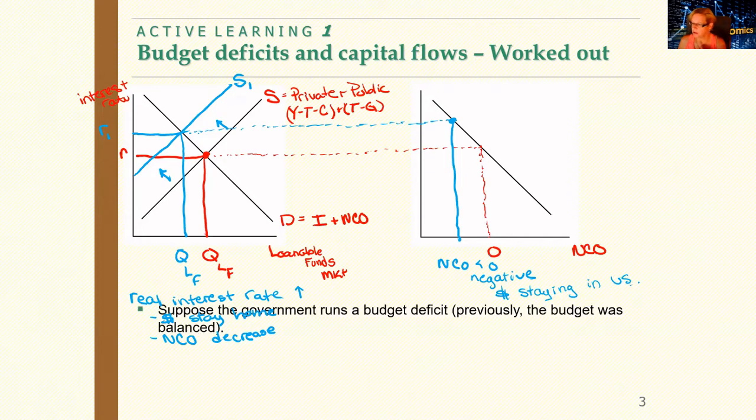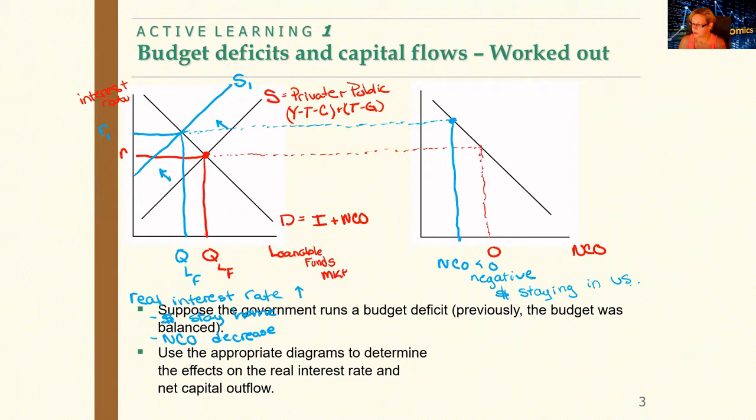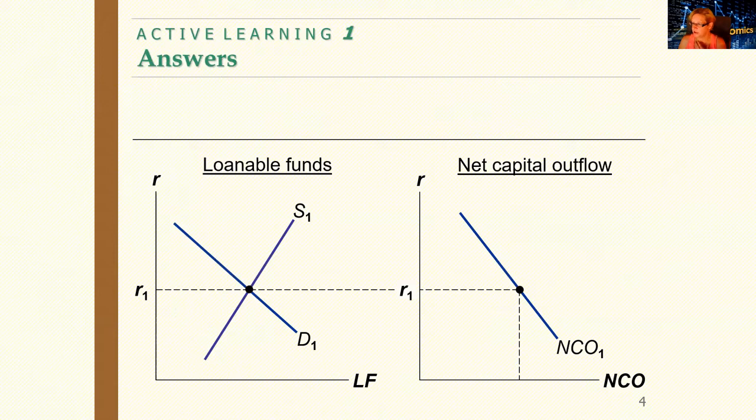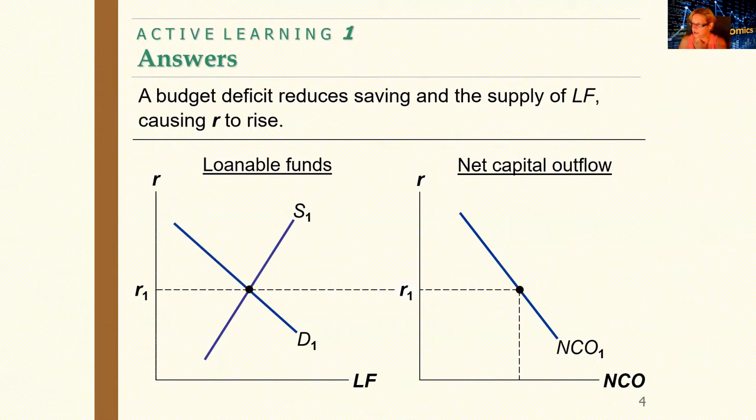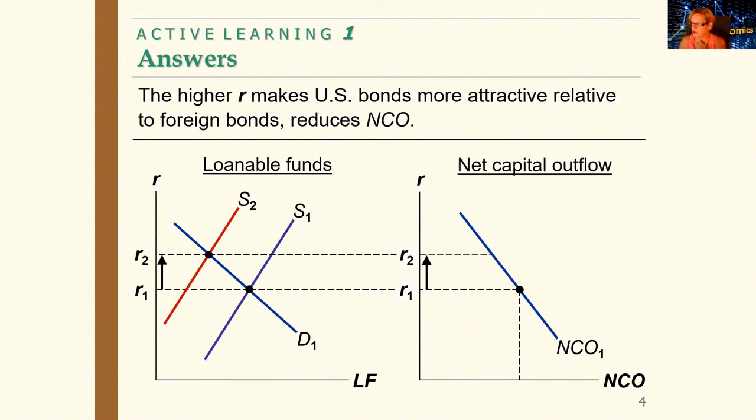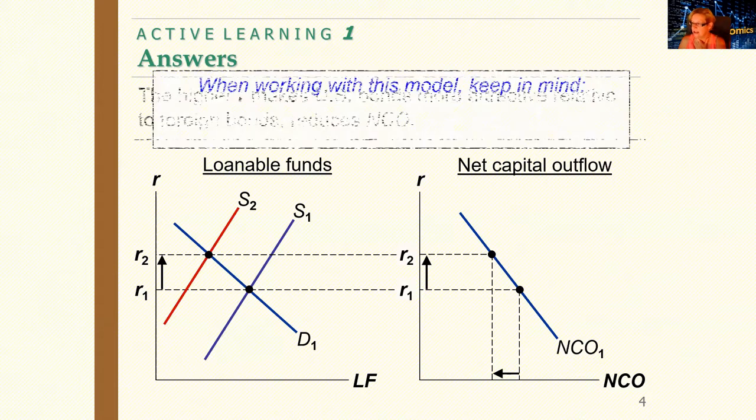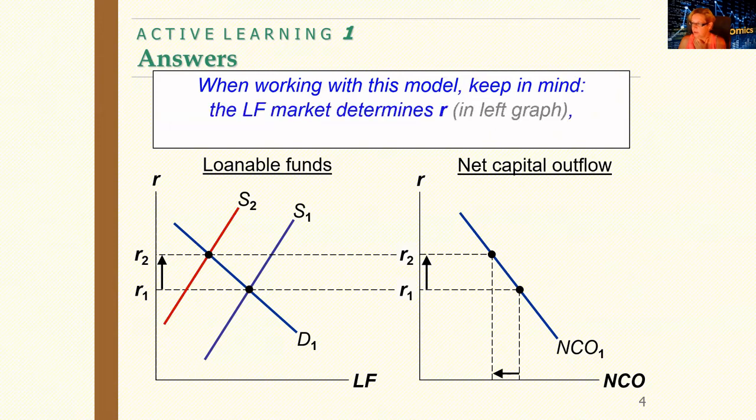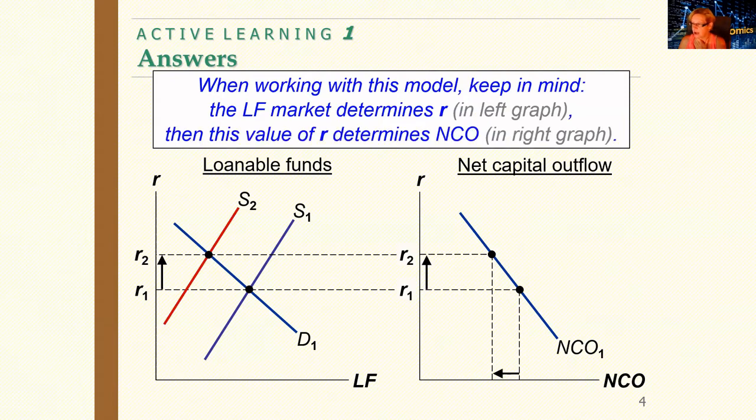Use the appropriate diagrams, real interest rate, and net capital outflow. So we've done that. Here's our answer. Again, a deficit reduces savings, the supply of loanable funds, causing the interest rate to rise, exactly what I just did a moment ago, which causes net capital outflow to decrease. We're going to have foreign money coming into the United States. Remember that the loanable funds market determines the real interest rate, which then determines the net capital outflow.